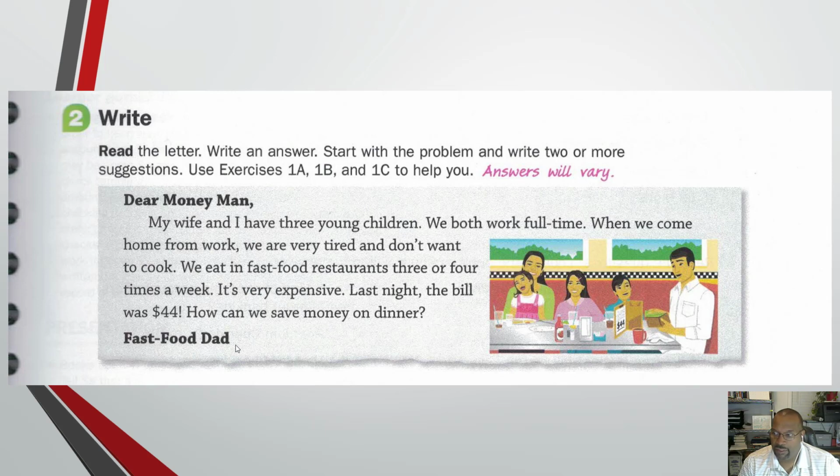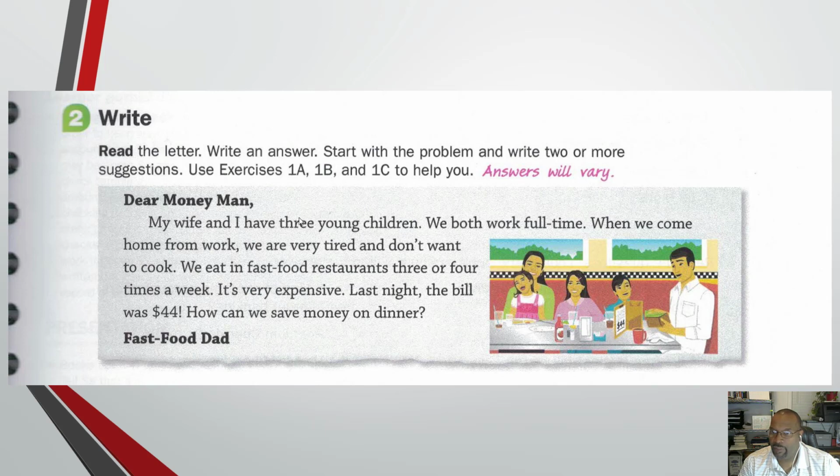Fast food dad. Now I can tell you, he has 4 children here. It's only $44 now for the 3 or 4 times a week. But as they grow up, they will start eating like adults, and that 44 will turn into 88, 120, and so on. It gets more and more expensive. So he has to figure this thing out like now. All right.